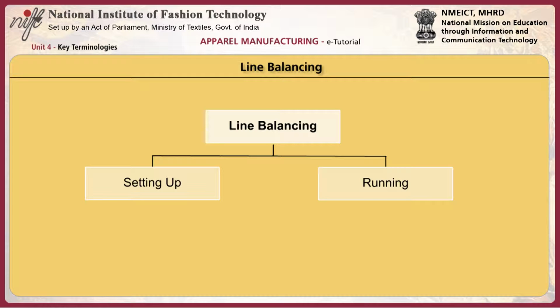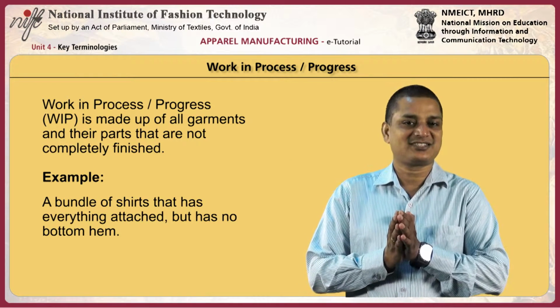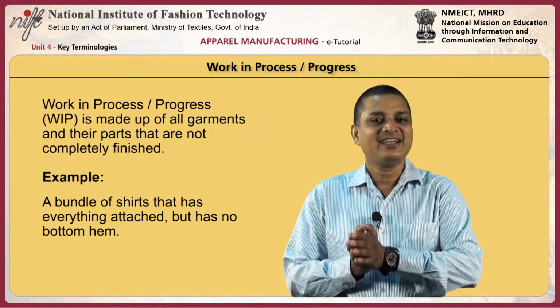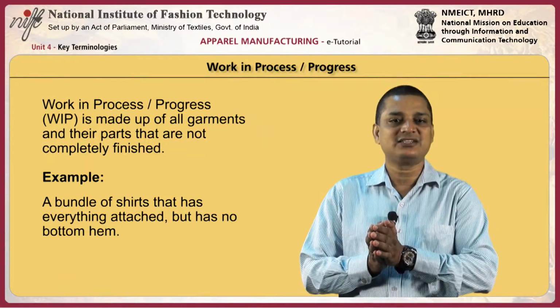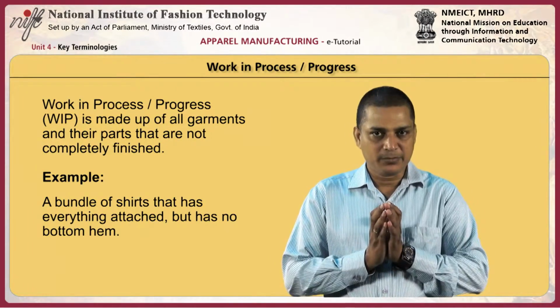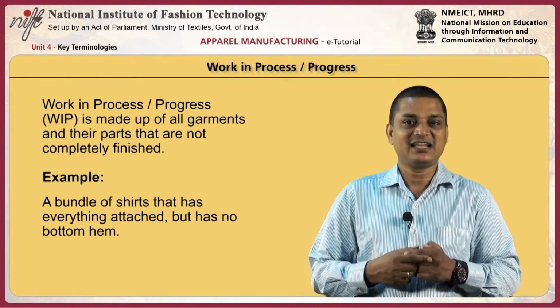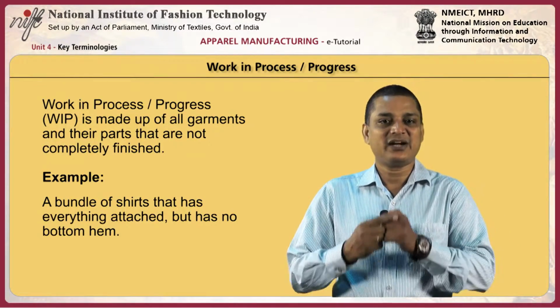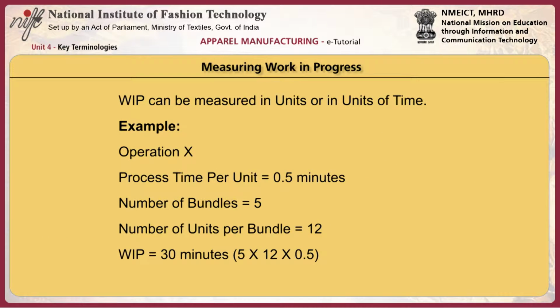But in any instance, line balancing concerns itself with two distinct applications. They are setting up a line and running a line. Work in progress, also known as WIP, is made up of all garments and their parts that are not completely finished. For example, a bundle of shirts that has everything attached but has no bottom hem. We can measure work in progress in units or in units of time.